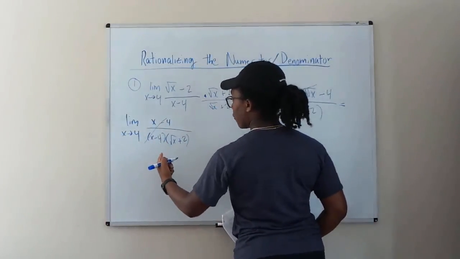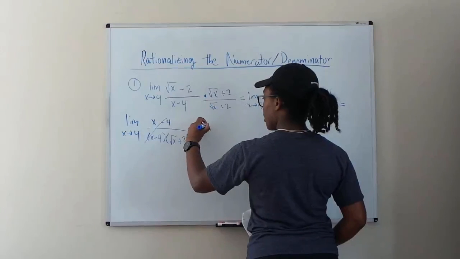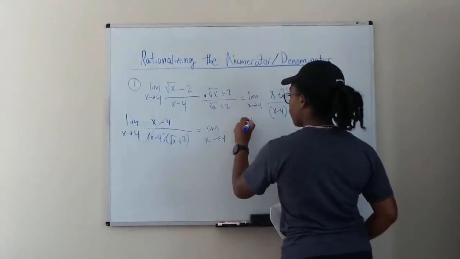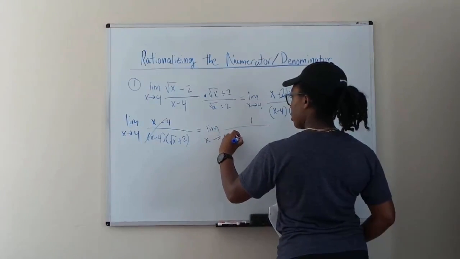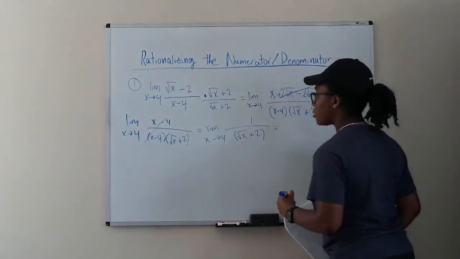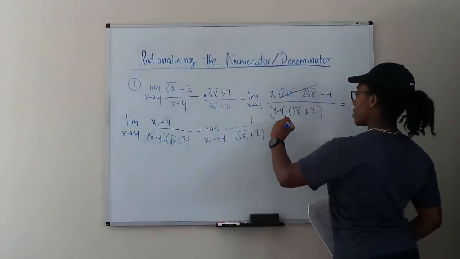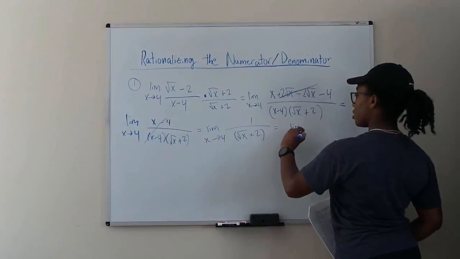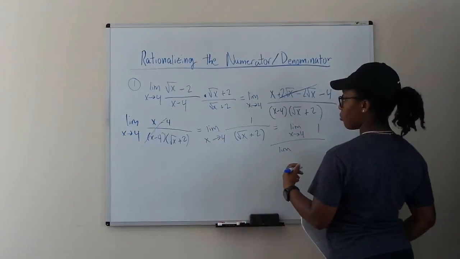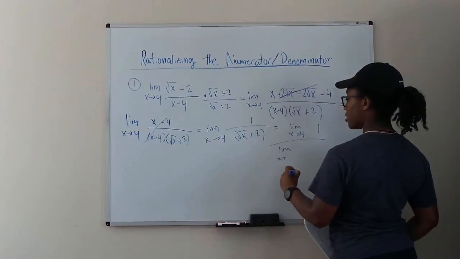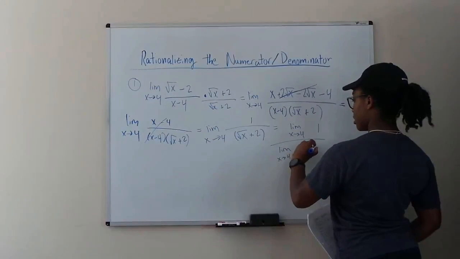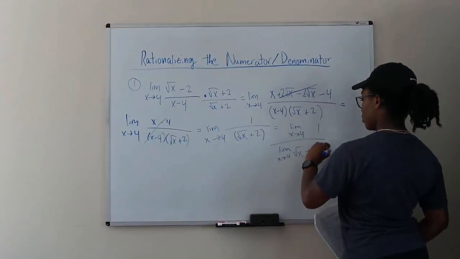So we're going to cancel the x minus 4 in the numerator with the 1 in the denominator, and then just be left with the limit as x approaches 4 of 1 divided by root x plus 2. Then we're going to use our limit laws, so we're going to split up this fraction: the limit as x approaches 4 of 1, and then we're going to use the sum rule in the denominator, so the limit as x approaches 4 of radical x plus the limit as x approaches 4 of 2.